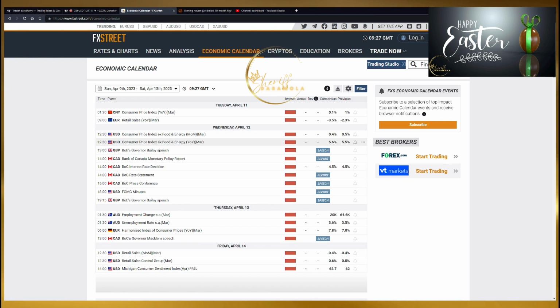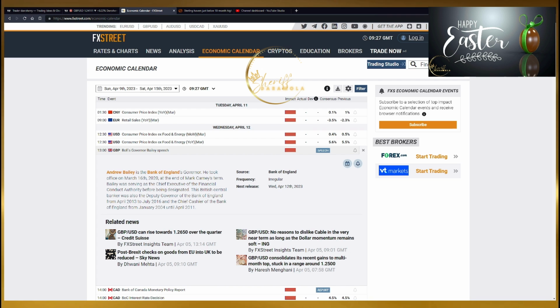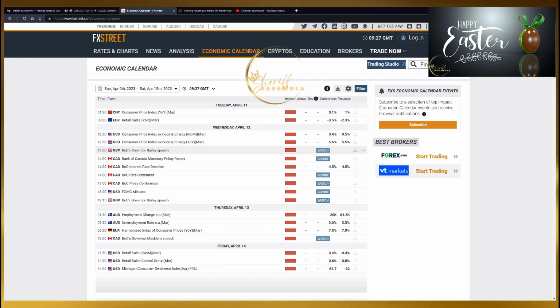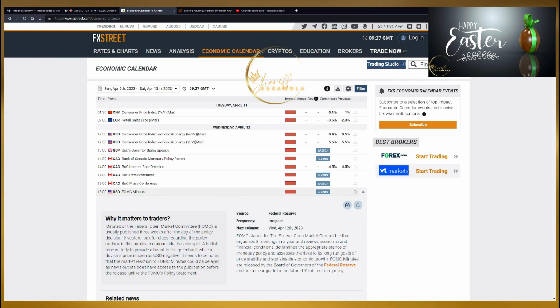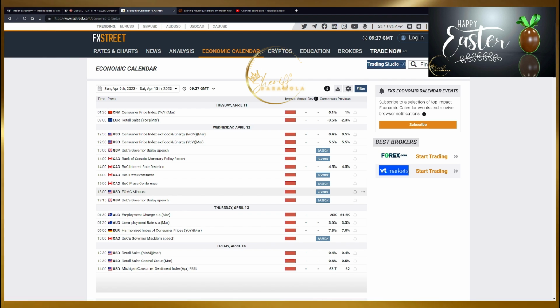And we have the previous data here at 0.5% with an expectation of 0.4% on this one. Then on that same day, we have the Bank of England Governor Bailey's speech. He will definitely be delivering some policy statements that will give us some signal into the health of the UK's economy too. Then on that same day, we have the FOMC minutes, which are released by the Board of Governors of the Federal Reserve, and this will be a clear guide to the future of interest rate policy, which everyone definitely will be looking forward to.